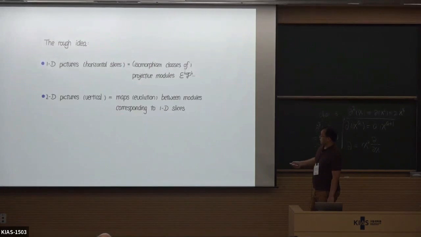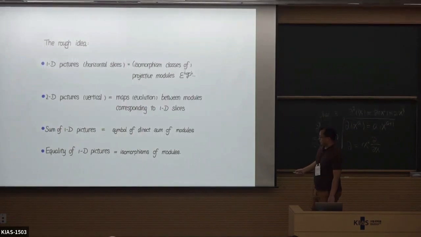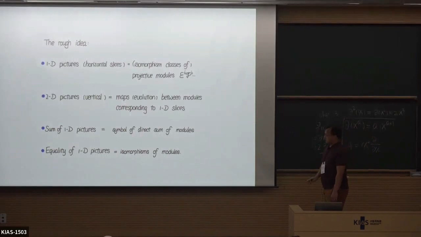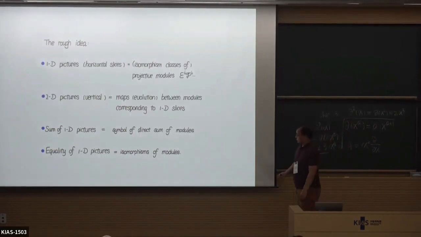And 2D pictures will be maps describing homomorphisms between the 1D slices. And the sum of 1D pictures will be symbols of direct sum of modules. And equality will become isomorphism of modules. So this is just some rough sketch of the roadmap, how you can do it.